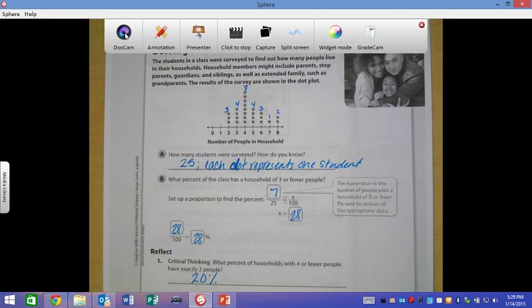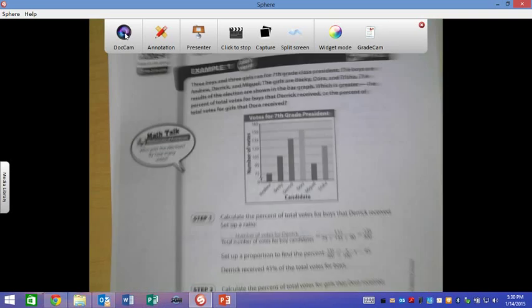When you do the critical thinking on this problem, you must show your work. Now the answer is obviously already there. It is 20%. However, in order for you to get credit on this assignment, you must show the work on how you get the number. Okay? So, turn the page.